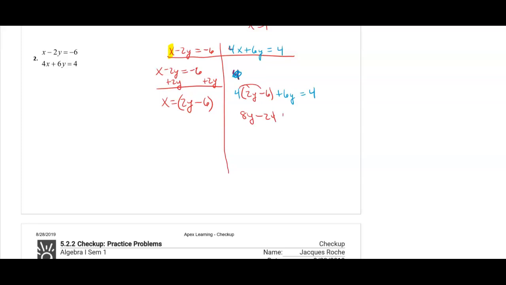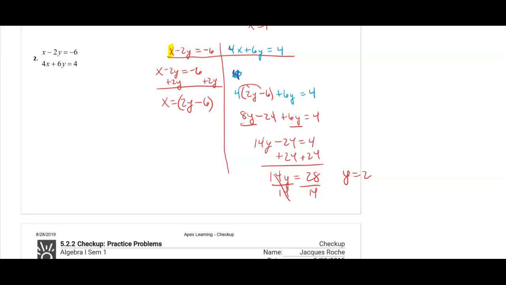Then I have the plus 6y equals 4. So now, right away, I combine my like terms. 8y plus 6y is 14y. Minus 24 is equal to 4. So to get y by itself, I add 24 to both sides. 14y equals 28. Now to get y by itself, I would divide by 14 and y is equal to 2.